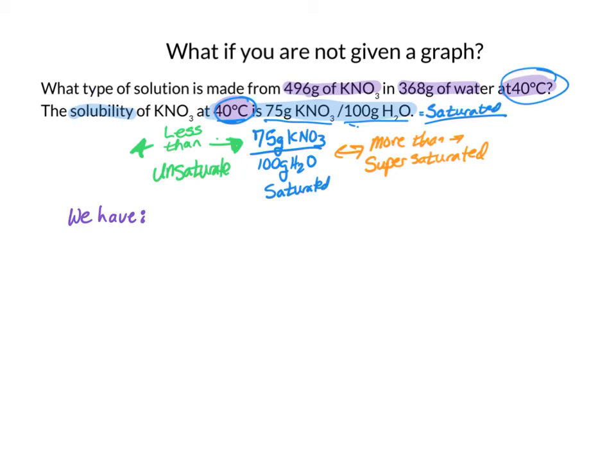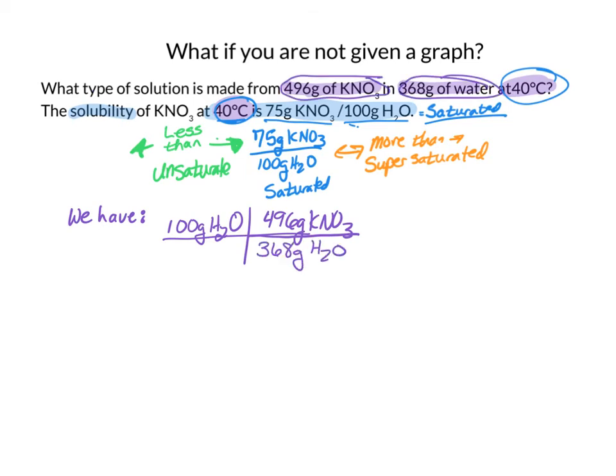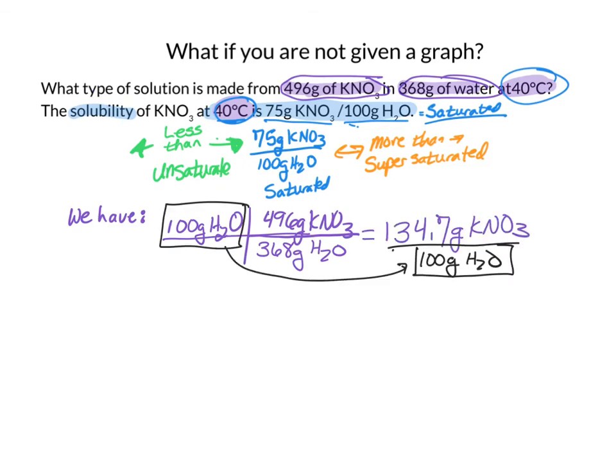So we start this problem as we did before with 100 grams of water. We want to find out what that ratio would be if there were only 100 grams of water. We take our 100 grams of water, we multiply it by 496 grams of KNO3 that we have in our solution, and we divide that by the 368 grams of water in the solution. And that answer is about 134.7 grams of KNO3 if there were 100 grams of water.